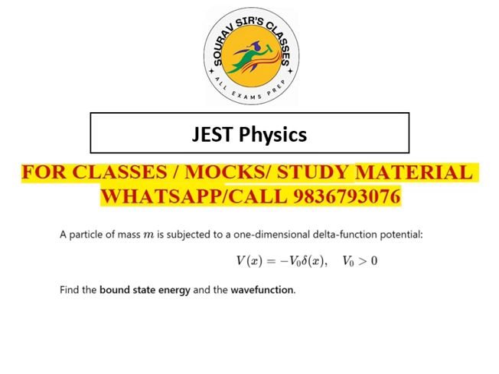So let's start solving one of the problems from JEST Physics. The problem states that a particle of mass m is subjected to a one-dimensional delta function potential V(x) given by minus V0 delta of x, and V0 is greater than 0. So we need to find the bound state energy and the wave function, right? Two things we need to find.